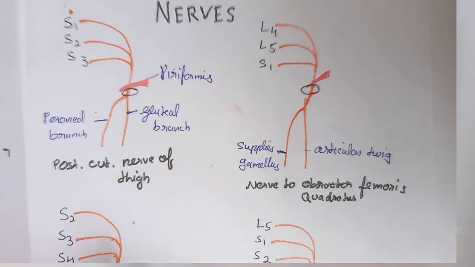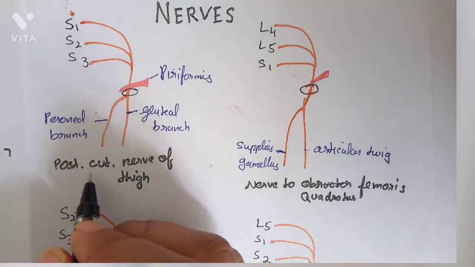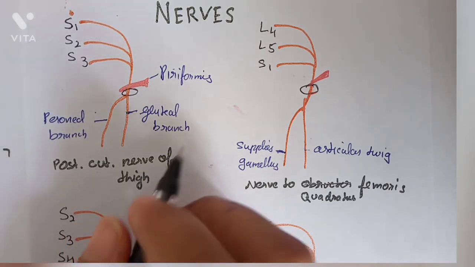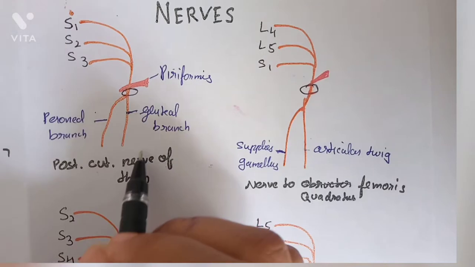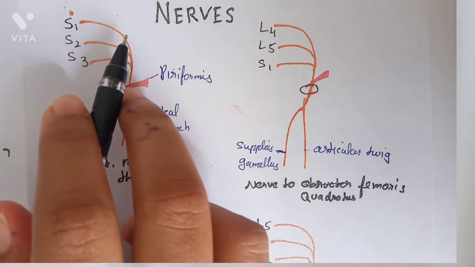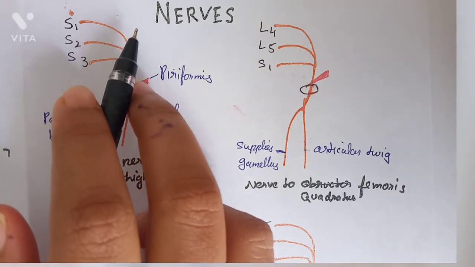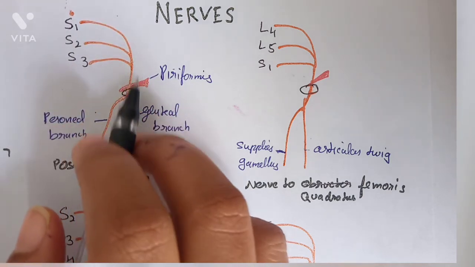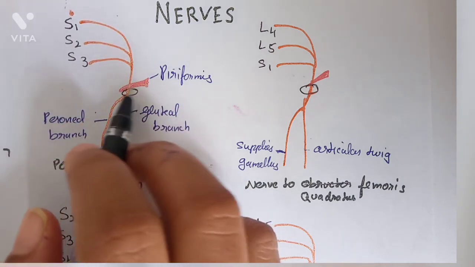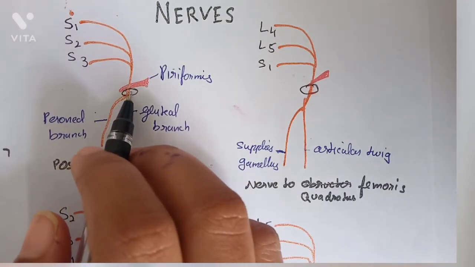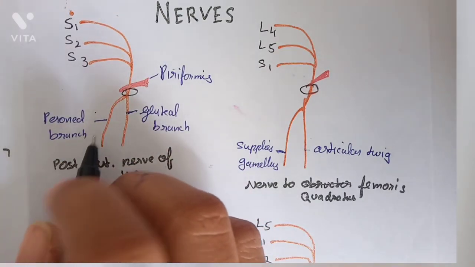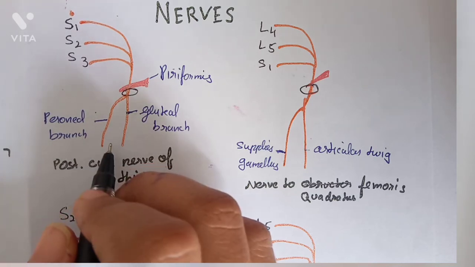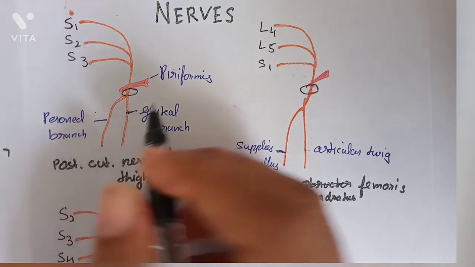Posterior cutaneous nerve of the thigh. When we hear the name cutaneous nerve, it means it supplies only the skin. This is a simplified diagram of the nerve. The nerve arises from the dorsal divisions of ventral rami of S1, S2, S3 of the sacral plexus and enters the gluteal region through the sciatic foramen below the piriformis muscle. And it gives two branches, that is superficial branches, which supply the skin of the scrotum and the skin of the posterior inferior quadrant of gluteal region.